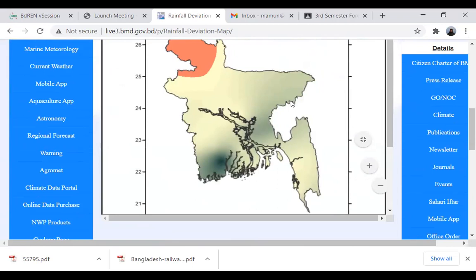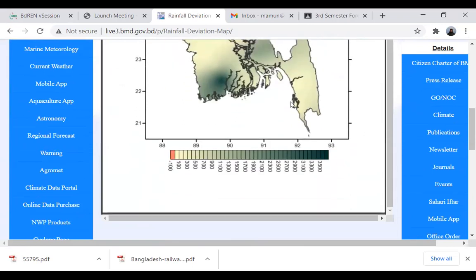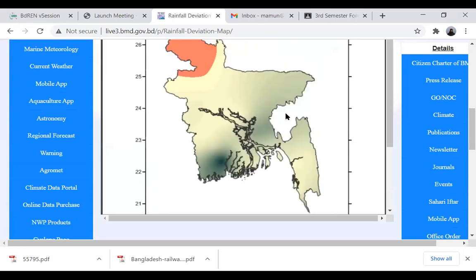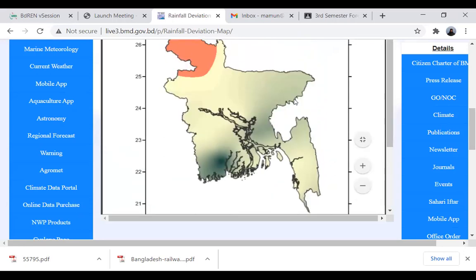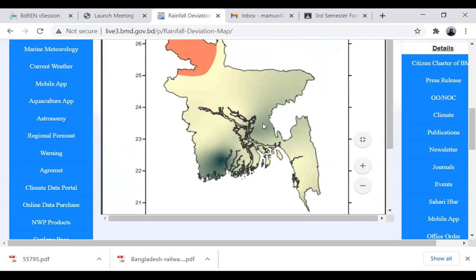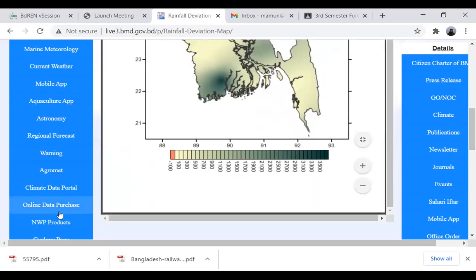So the color variation, they can see the deviation. Okay. So if our deviation, this is 100, perhaps this is millimeter, okay? Most of the areas in here we get the maximum amount of rainfall, and maybe in here, select area, deviation from the mean. And you can also have very dry areas from this portion. So they can also give you the idea about the total condition of Bangladesh.